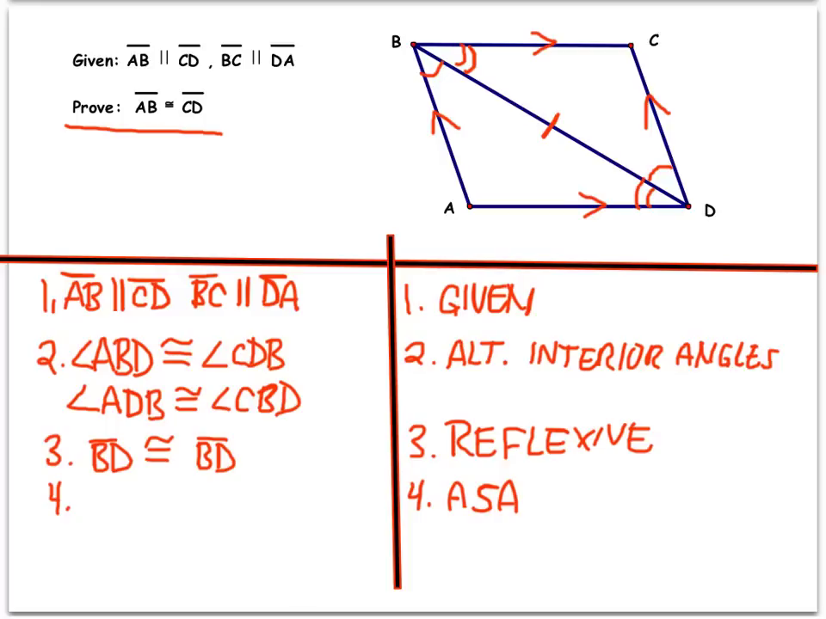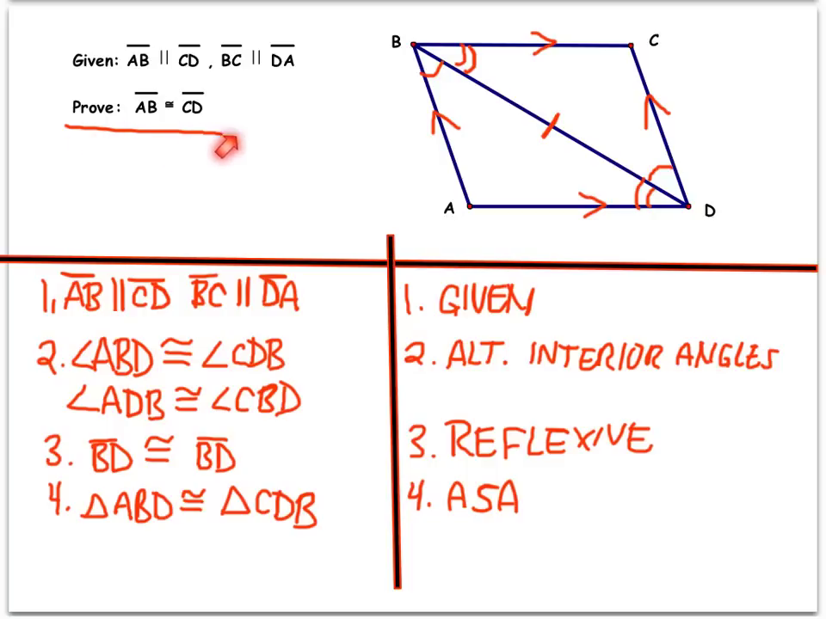Make sure though that you are lining up the correct vertices. So A matches up with C, B matches up with B, D matches up with D. So we have that triangle ABD is congruent to triangle CDB.